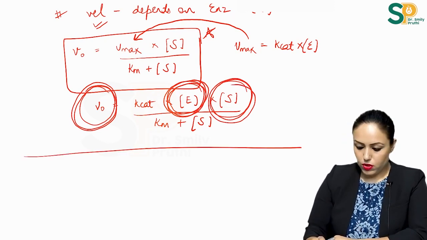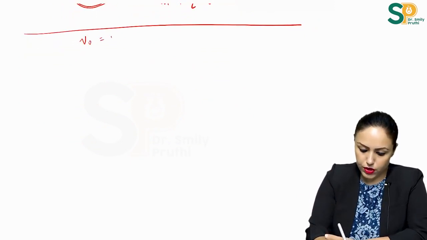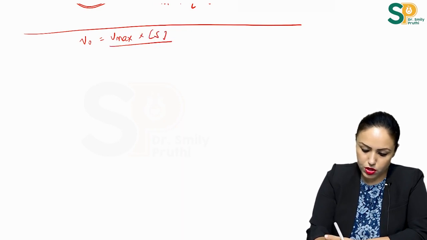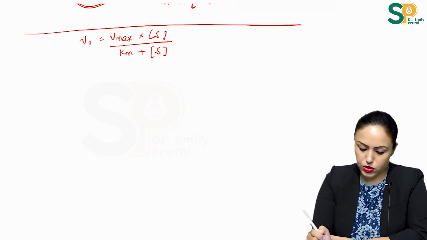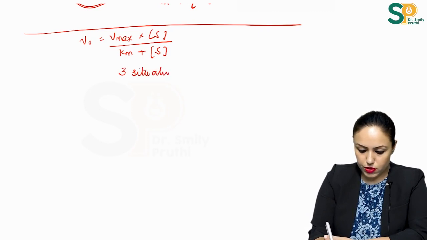Okay, so now let's take our simple Michaelis-Menten equation. V naught is equal to Vmax into substrate concentration divided by Km plus substrate concentration. And I'm going to take three situations here.